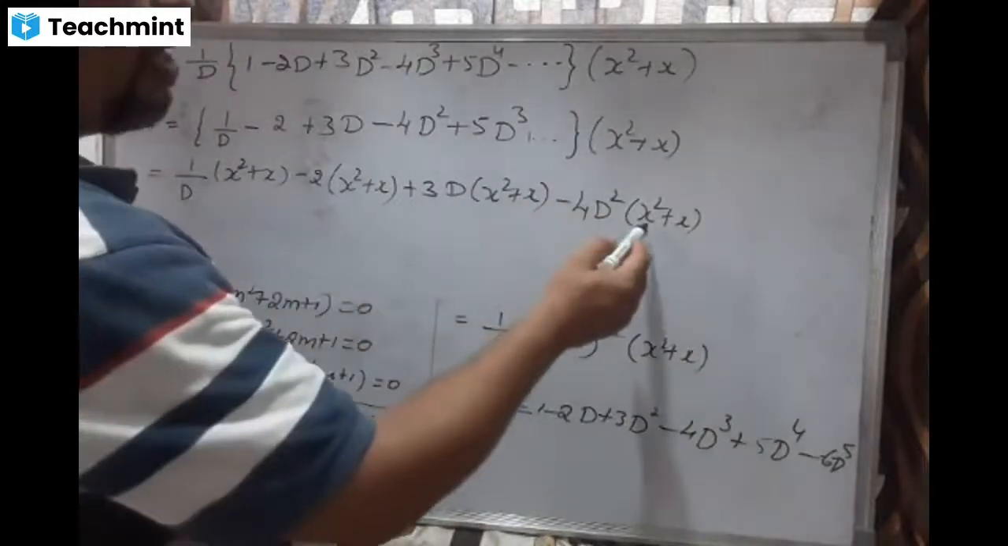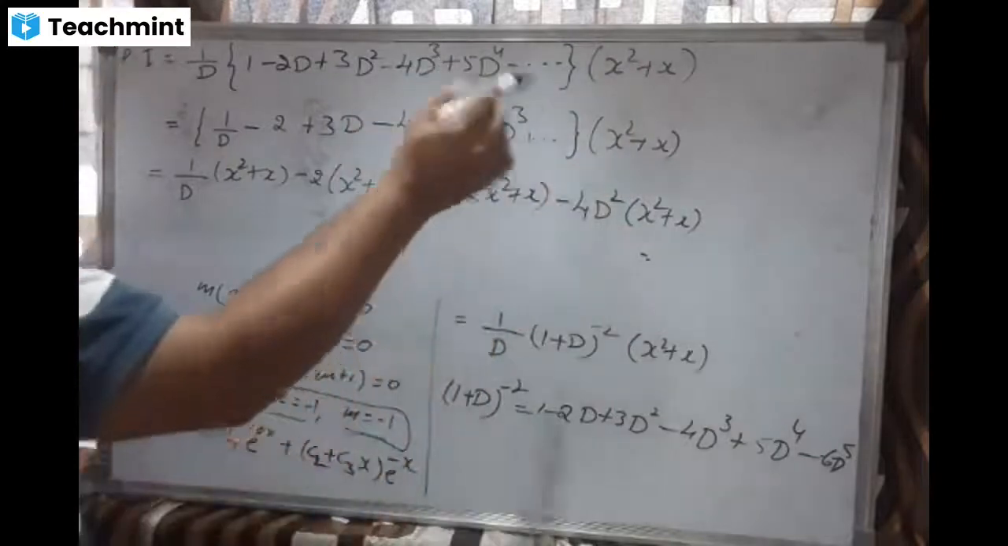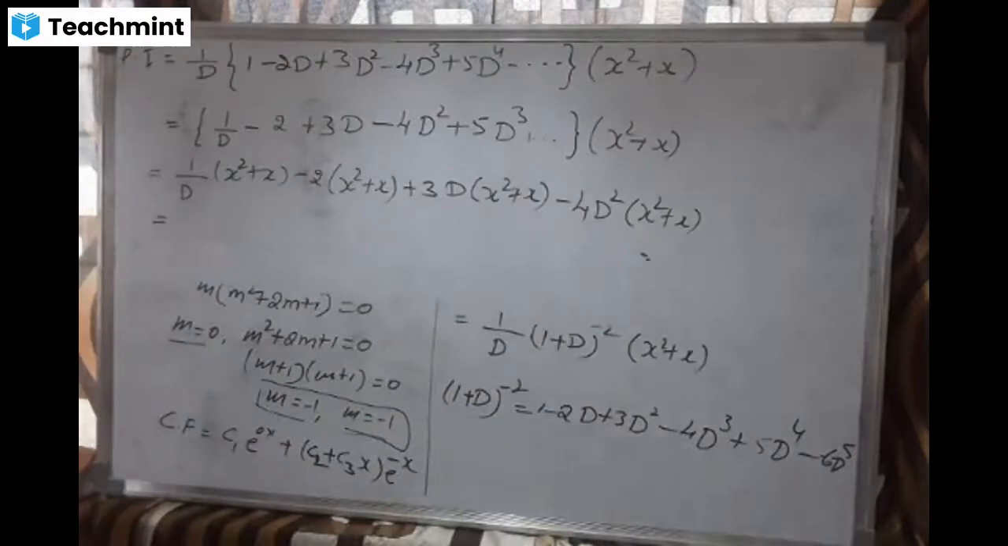How many times can I differentiate this one? 2 times. Third time it will become 0. Therefore, I will not take this term. I'll close it here itself. I will stop it here. Now, next step.